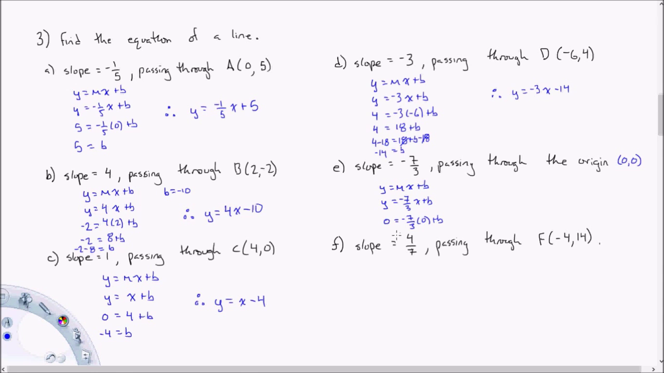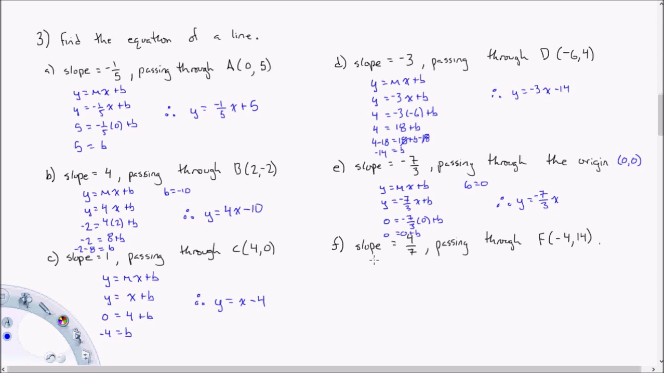Anything times 0 is 0, so we have 0 is equal to 0 plus b, and 0 plus b is just b, so b would just be equal to 0. Therefore, the equation of the line is y equals m, which is negative 7 over 3x, plus b, or plus 0. And if we're adding 0, we're not really adding anything. So the equation of the line is this.